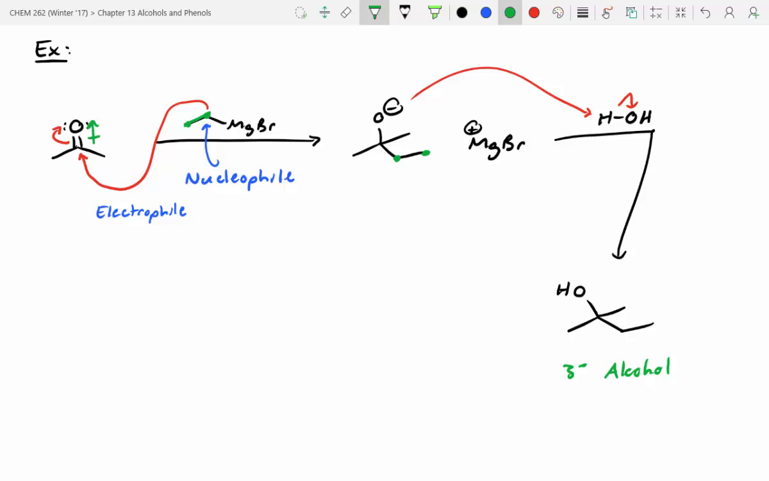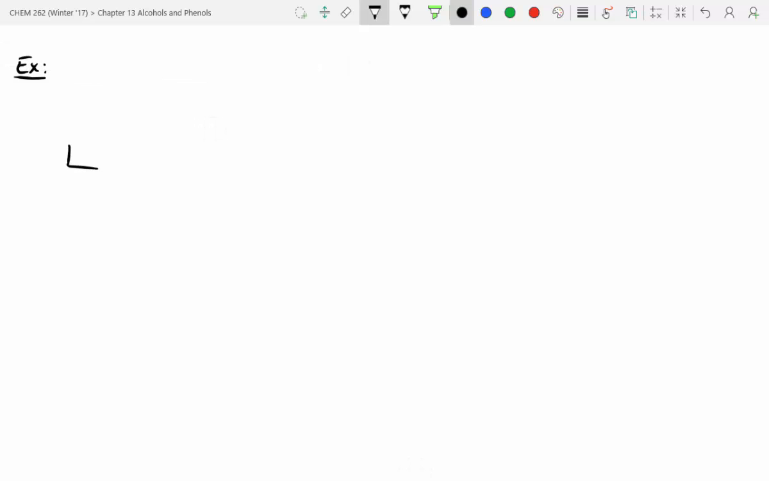Okay, so let's try a couple more. And I want you guys to check your answers with your neighbor. So we've got cyclohexanone with ethyl magnesium bromide. I'm going to abbreviate it. And then we're going to quench it with water. Let's get our product there.